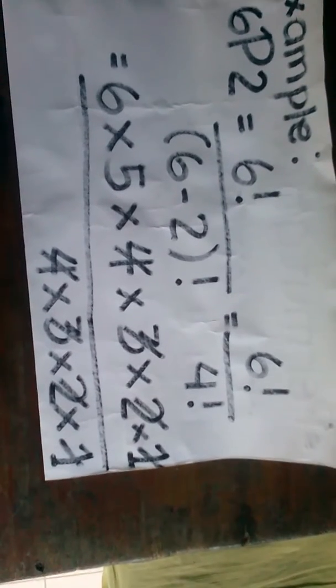So, 6 times 5. 6 times 5 is equal to 30 ways.